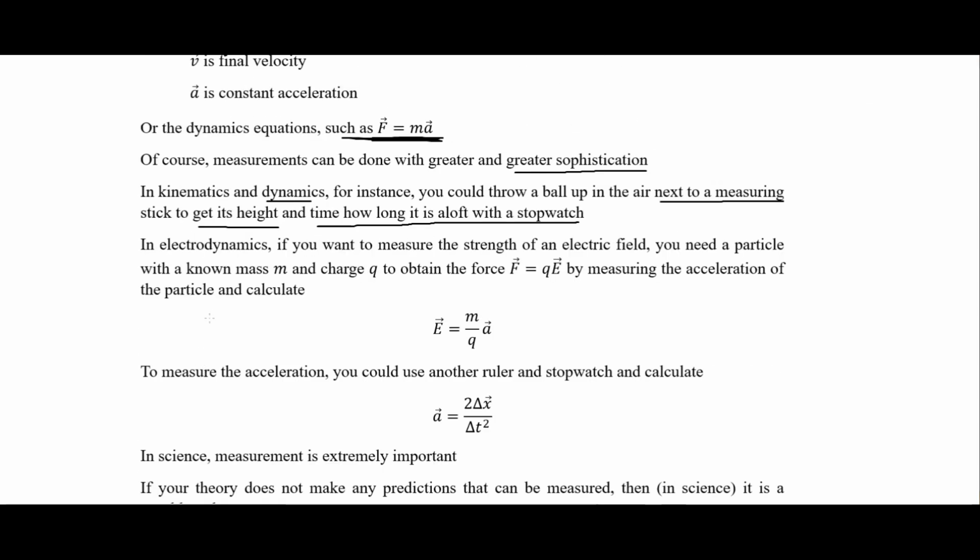But anyway, so in electrodynamics, if you want to measure the strength of an electric field, for instance, you need a particle with a known mass and charge. And so then you can obtain the force by just putting in the mass and charge here, measure the acceleration, and then you get your electric field. So to measure the acceleration, you could just use another ruler, or maybe something a little more sophisticated, but that does essentially the same thing as a ruler and a stopwatch, and just calculate the acceleration.